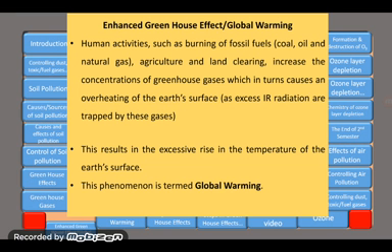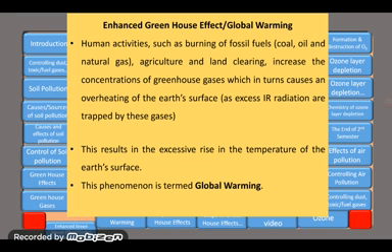When we have too much of these gases present in the atmosphere, they will trap excess infrared radiation onto the Earth's surface, which will cause overheating of the planet. This results in excessive rise in the temperature of the Earth's surface, a phenomenon known as global warming.